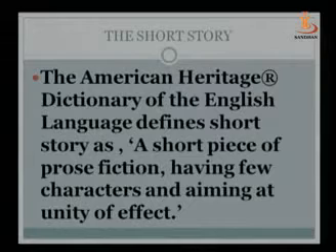The short story. The American Heritage Dictionary of the English Language defines a short story as a short piece of prose fiction, having few characters and aiming at unity of effect. This definition very clearly tells us that it's not always about length.